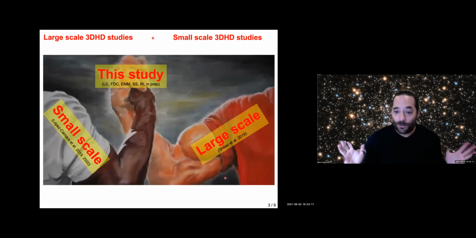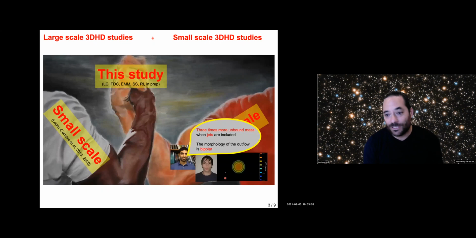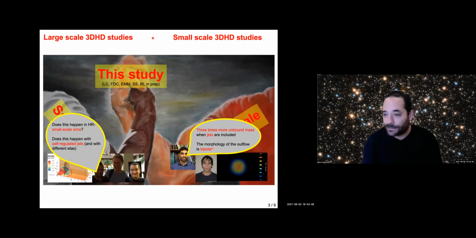Okay, but what I want to show you here is that in this study we are actually joining forces between large-scale and small-scale simulation. The way this happened is, as Sagiv pointed out in his study with Roberto, when jets are included there's 3 times more unbound mass, and also the flow morphology is bipolar. And that's when Fabio, Enrique, and I said, is this really so?